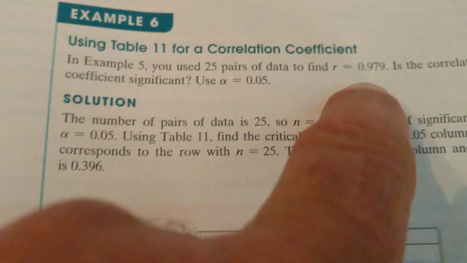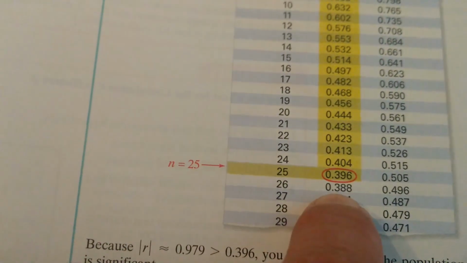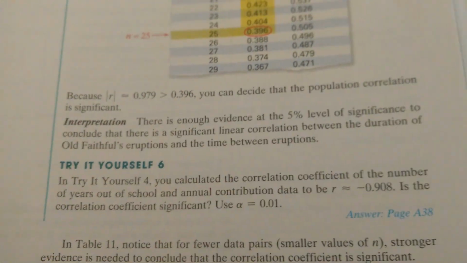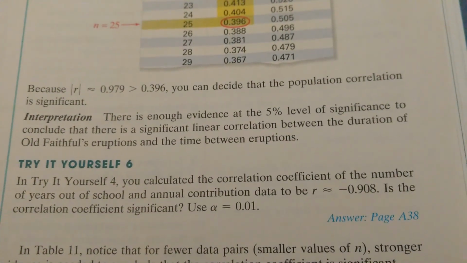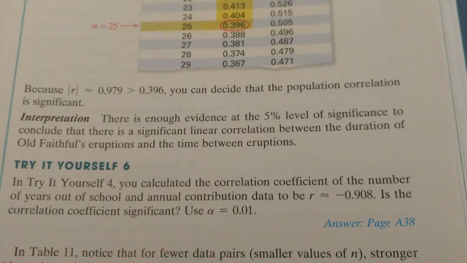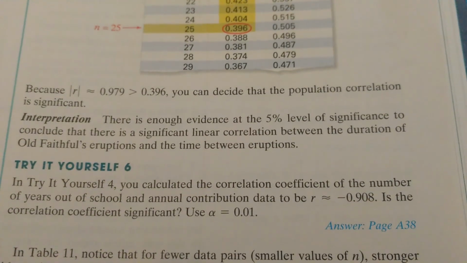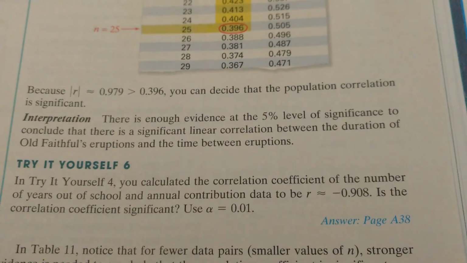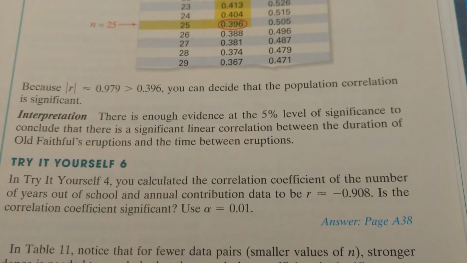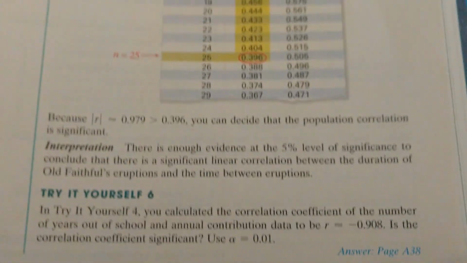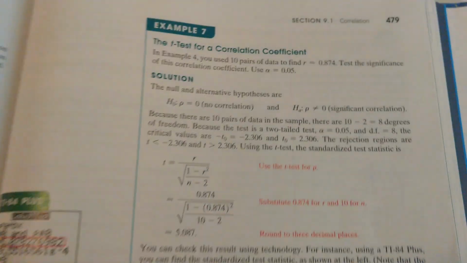Anytime my r is larger than the value I get from the table, then the correlation is significant. And that's exactly what this says. There's enough evidence at the 5% level of significance to conclude that there is a significant linear correlation between the duration of eruptions and the time between eruptions, which is what this data was about.